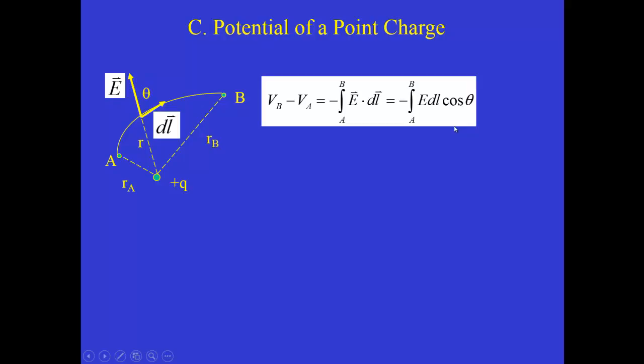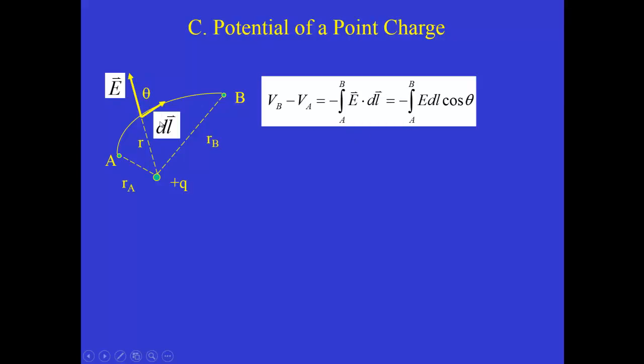Now, that still looks like a pretty imposing challenge, because as we go along this path from A to B, two things are happening. The electric field direction and magnitude are changing. So this E cannot come outside the integral. Also, the angle theta changes as we go along that line, so we can't pull the cosine theta term outside the integral either. So how do we proceed?